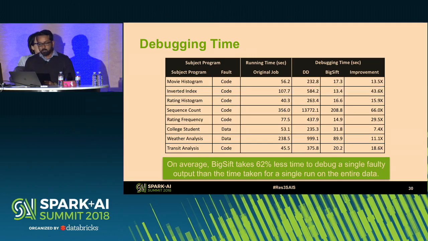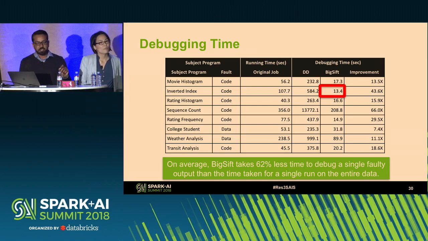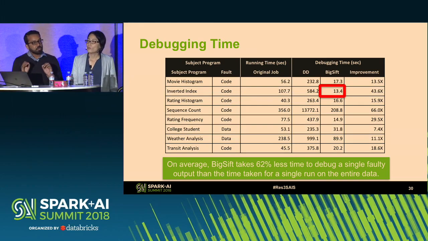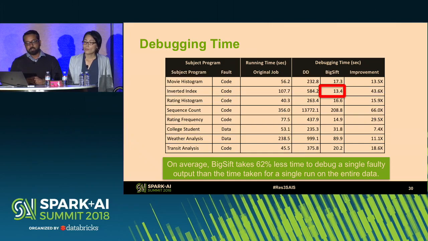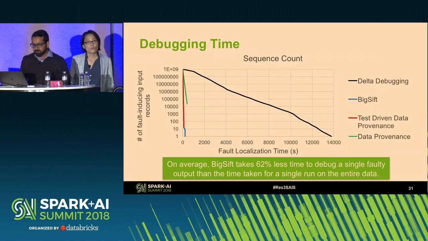A more interesting finding that we found is that BigSift actually takes 62% less time than the original job time of the job. And this is a really exciting result for us because in debugging, mostly we kind of assume that debugging takes longer than the actual job running time.